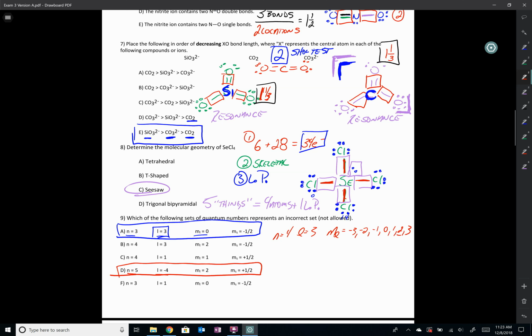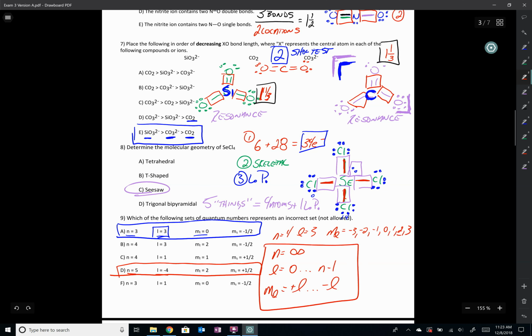So how do we answer this problem? You have to know what the limits are. N can equal anything from 1 to infinity. L is equal to 0 all the way up to n minus 1. M sub L is equal to plus L, sorry, let me write this a little bit neater, from plus L to minus L, okay? You have to know what your limits are, and that's how you answer this question.